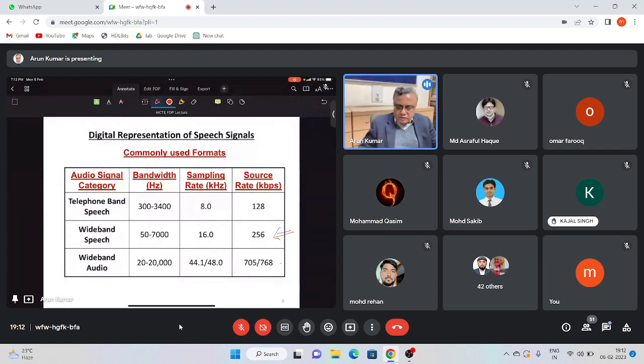The third important format is the wideband audio, which encompasses the entire band of human hearing from 20 hertz to 20 kilohertz. The commonly used sampling rate is 44.1 kilohertz, which is used in CDs and DVDs, and also sometimes 48 kilohertz, typically for DAT, digital audio tapes. So this works out to a source rate of 705 or 768 kilobits per second.